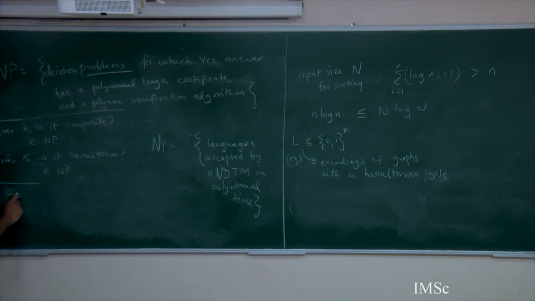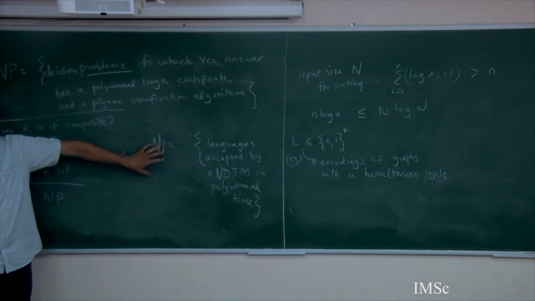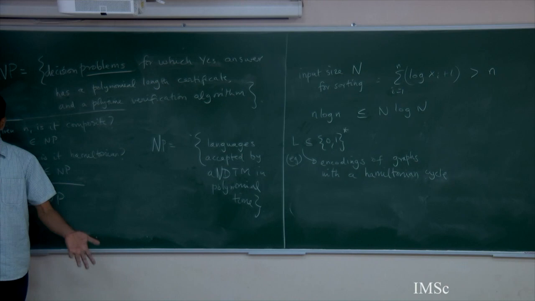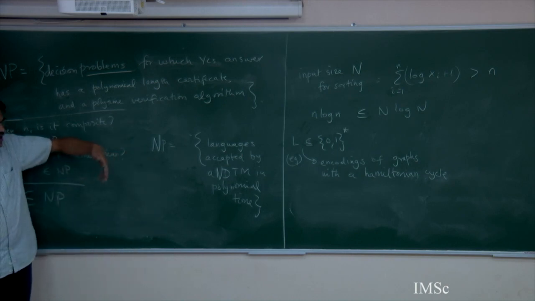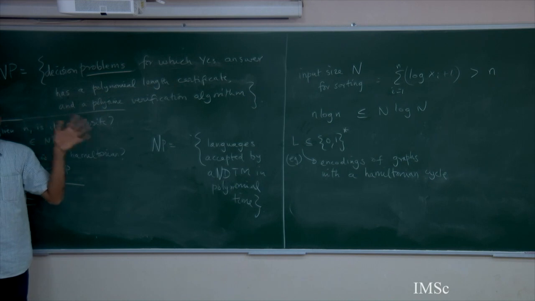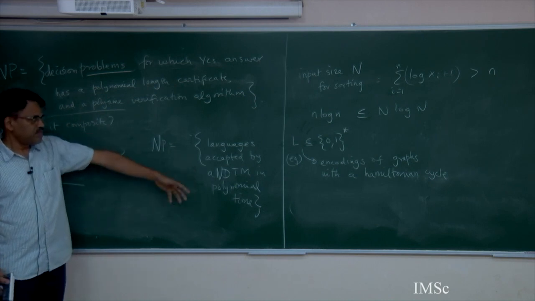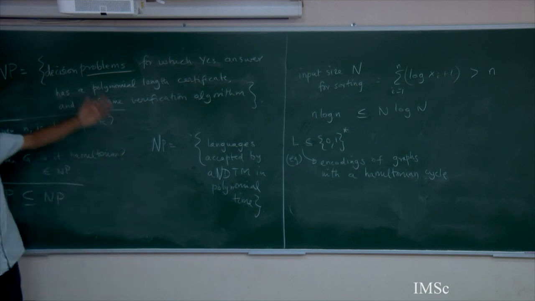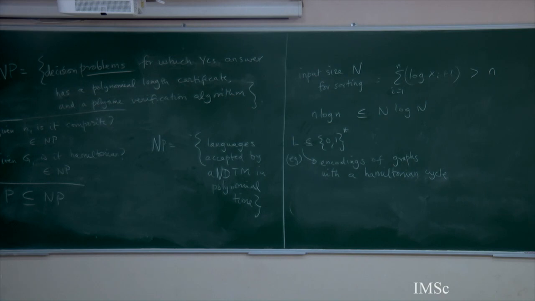So P is clearly contained in NP. If you use this definition, it's pretty obvious to see, because a non-deterministic machine is even more powerful than the deterministic machine, and so you can ignore the non-determinism. A deterministic Turing machine itself accepts that language, so it belongs to this. But if you want to use the informal definition, if a problem is solvable in polynomial time, I don't need a certificate. I just use the polynomial time algorithm. That would be the certificate, and take its answer, and that would be the verification algorithm.